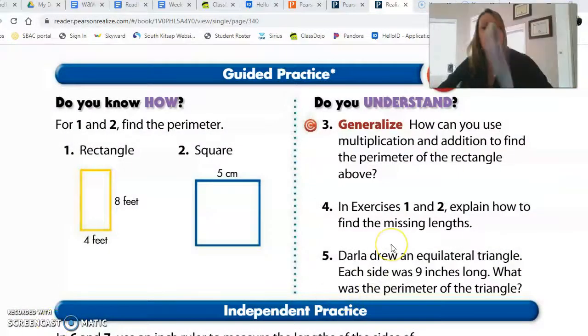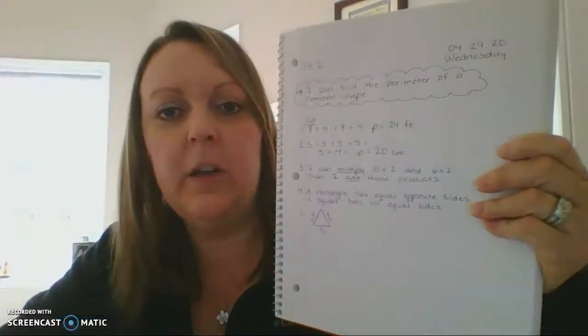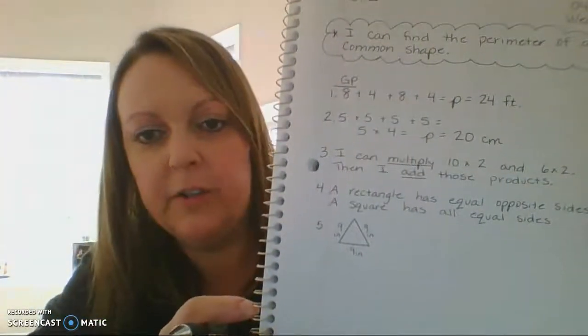All right, number 5. Oh, this is a tricky one. Number 5, Darla drew an equilateral triangle. Ooh, equilateral, equal, okay. Each side was 9 inches long. What was the perimeter of the triangle? So I'm actually going to draw a triangle on my paper, and I'm going to try to make it the best I can. And I know that all sides were 9 inches. Had to make sure I have the right unit. Don't want to get that confused.